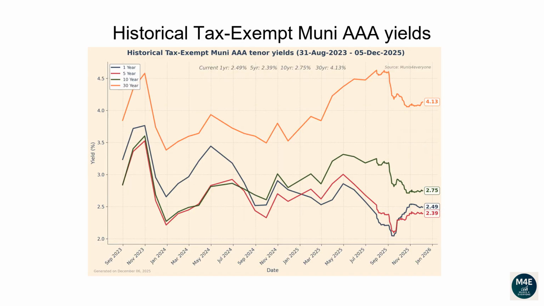This line plot and the next plot show how each tenor of the Muni yield curve has changed over time. From the 31st of August 2023 to the 5th of December 2025, the 1-year yield has dropped from 3.24 to 2.49. The 5-year yield has dropped from 2.85 to 2.39. The 10-year yield has dropped from 2.84 to 2.75. The 30-year yield has increased from 3.85 to 4.13.